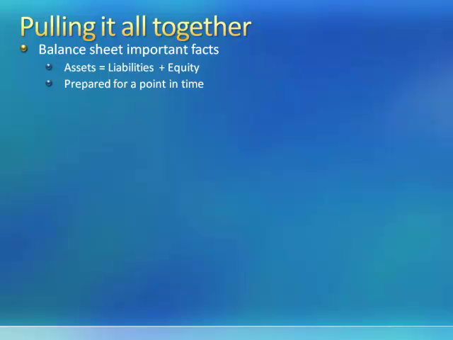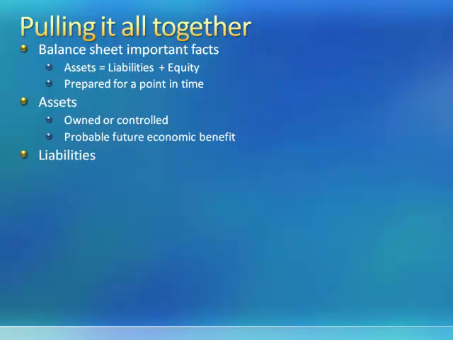So let's review. The important facts about the balance sheet are that assets equal liabilities plus equity. The balance sheet will always stay in balance. The balance sheet is prepared for a specific point in time. In other words, it lists all the assets, the liabilities, and equity at that point in time. Assets are owned or controlled by the business and represent probable future economic benefits. Liabilities are obligations that result from past transactions that represent probable future economic sacrifices.